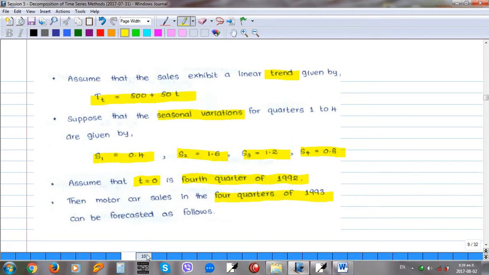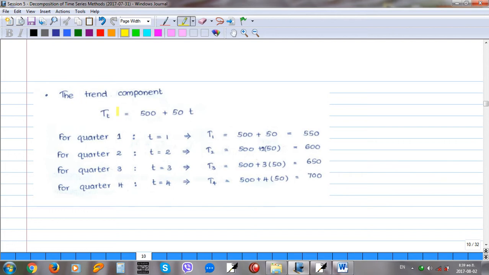Likewise, we can find the trend values for the components by substituting t equals 1 for the first quarter, t equals 2 for the second quarter, t equals 3 for the third quarter, and t equals 4 for the fourth quarter. When we substitute the values of t into this equation, we get T1 equals 550, T2 equals 600, T3 equals 650, and T4 equals 700. That's how we can find the trend component if the equation is given.